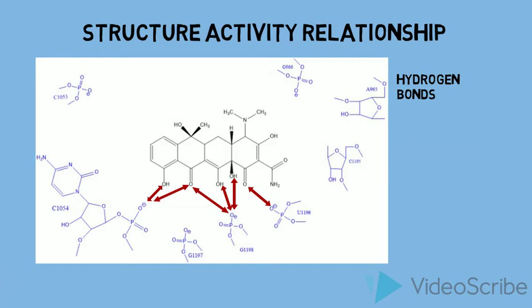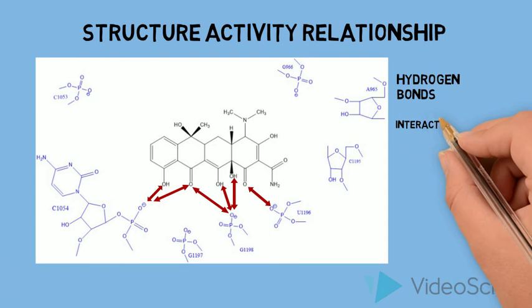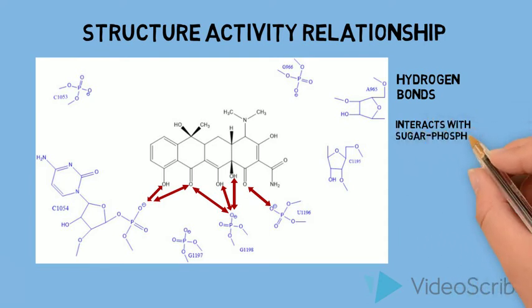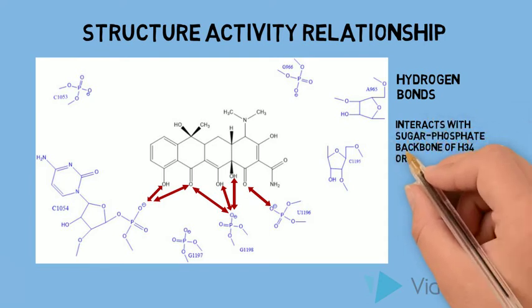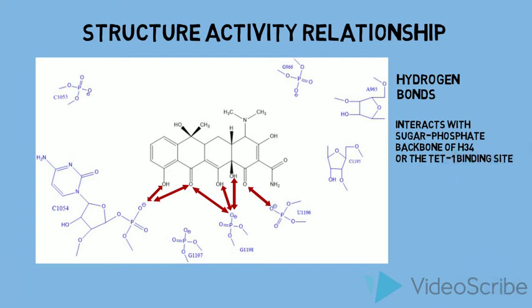I'm now going to talk to you about the binding interactions of doxycycline. Doxycycline interacts primarily with the exposed sugar phosphate backbone of H34, or the TET1 binding site. The majority of interactions of the drug are through hydrogen bonding interactions between the oxygen atoms on one side of doxycycline and the phosphate backbone of H34.